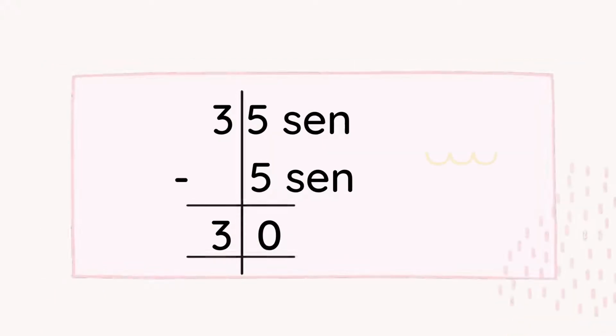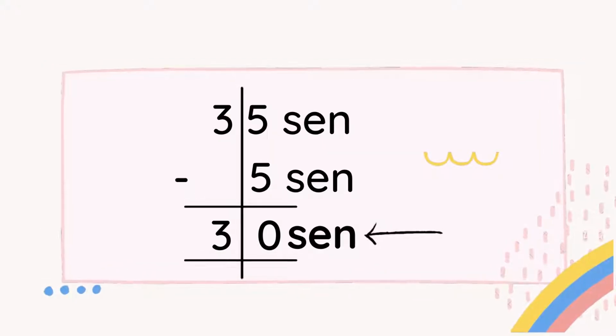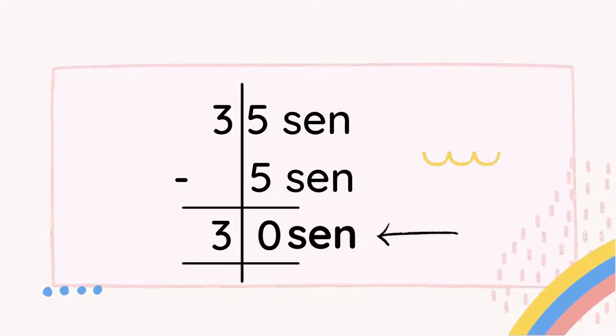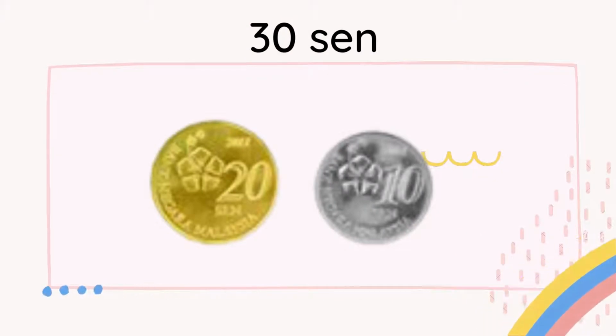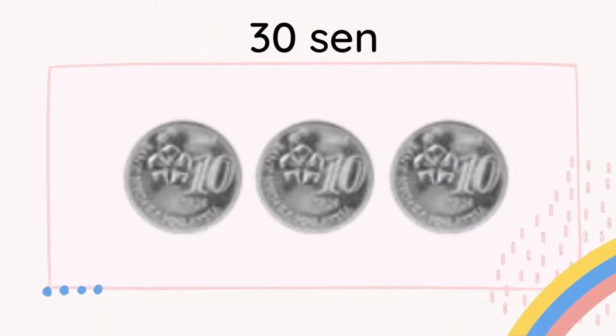And don't forget to write sen. S-E-N, sen. Again here I show you 30 cent in coins. This is how 30 cent looks like in coin. We can have one piece of 20 and one piece of 10 cent, or we can have three pieces of 10 cent. This is also 30 cent.